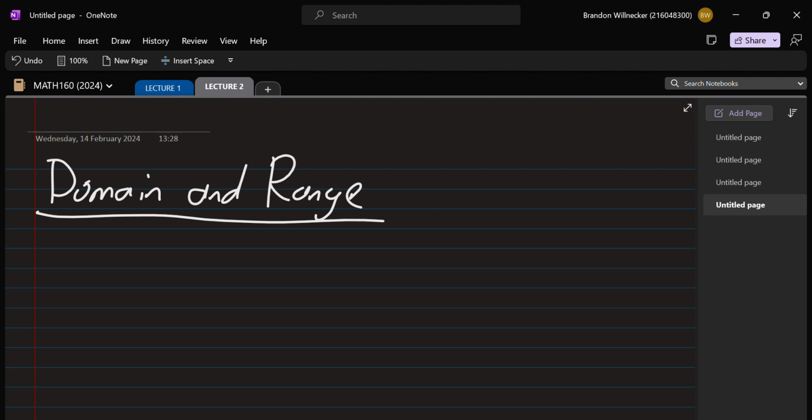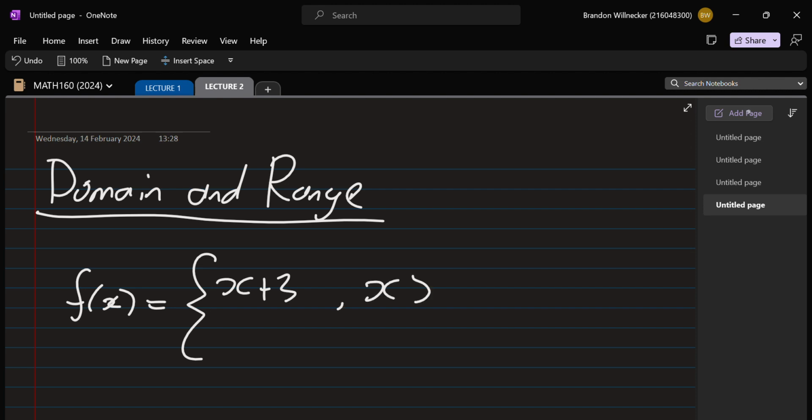So let's have a look at this first function. F of x is equal to, and again, curly brace, and then we list the rules and where they go. So we have x plus 3. Where do we use this? It's going to be when x is greater than 0. And then for the other part, we have minus x when x is less than or equal to 0.